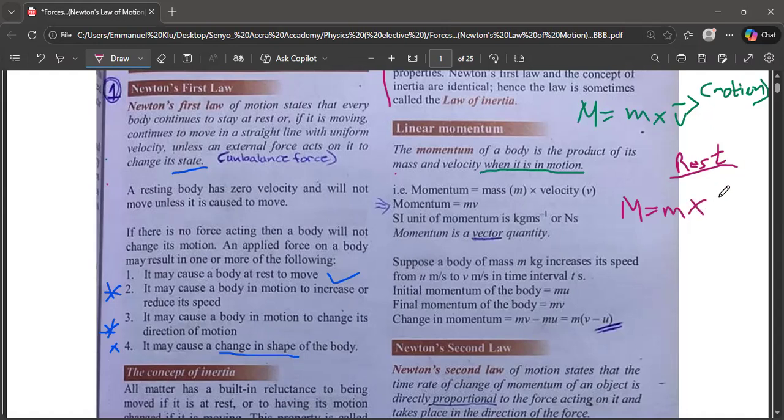It is what? Yes. It is zero. A body at rest has a velocity of zero. Its initial velocity is still zero. So at the end of the day, you see that your momentum is going to be equal to what? Any number times zero is equal to what? Zero. So that is why we are saying that a body at rest has no momentum.